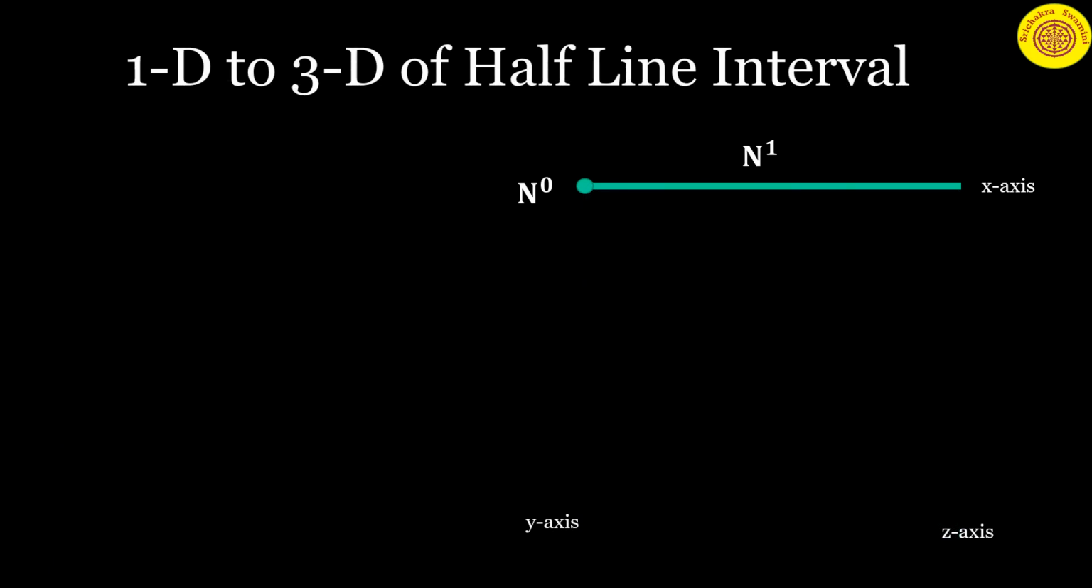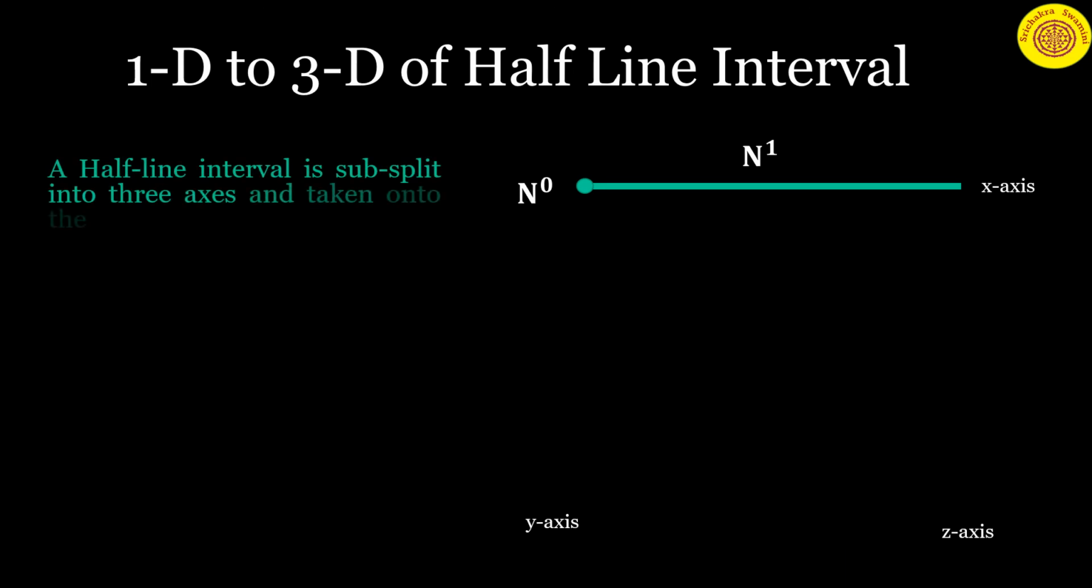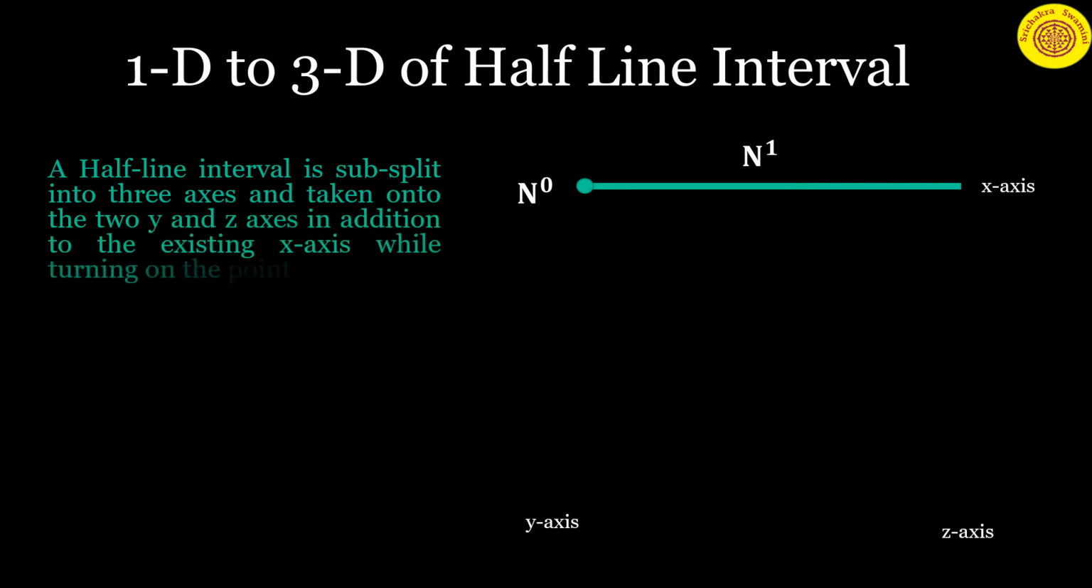Now let us understand the one dimension to the three dimension of a half line interval. A half line interval is subsplit into three axes and taken onto the y and z axes in addition to the existing x axis while turning on the point of origin.